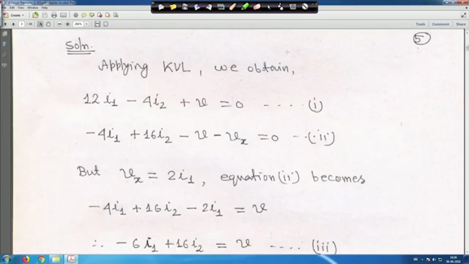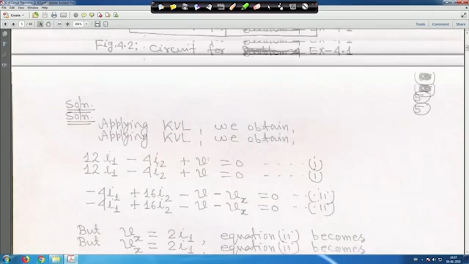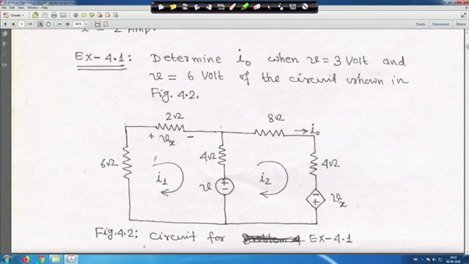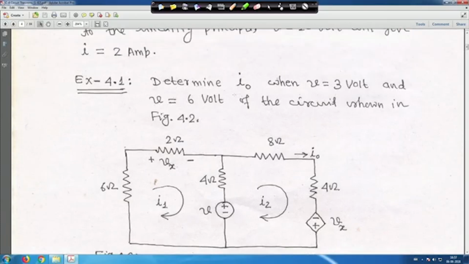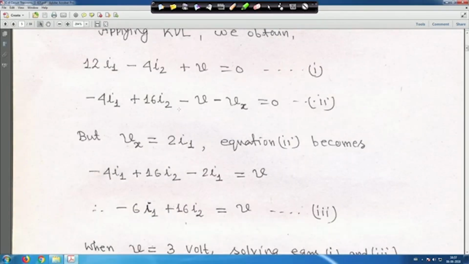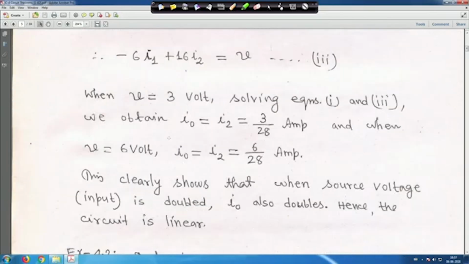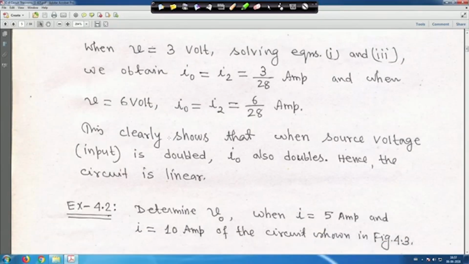If you apply KVL, two meshes will give two equations. One is 12 I1 minus 4 I2 plus V equal to 0, and then minus 4 I1 plus 16 I2 minus V minus Vx equal to 0, but Vx is equal to 2 I1. This voltage is V, and we find I0 when V is 3 volt and when V is 6 volt. When V is 3 volt, you solve the circuit and get I0 equal to 3 by 28 ampere, and when V is 6 volt, I0 is equal to 6 by 28 ampere.